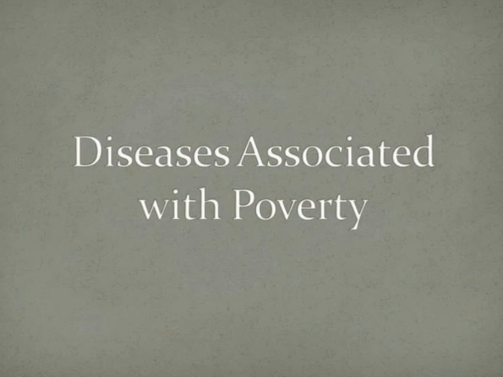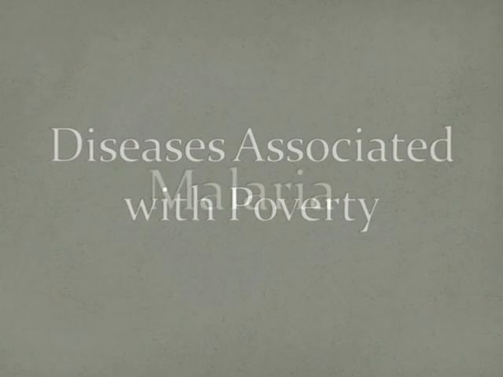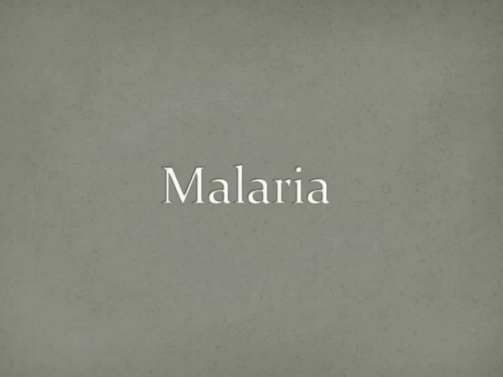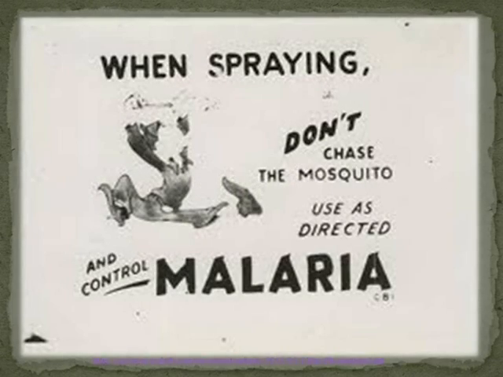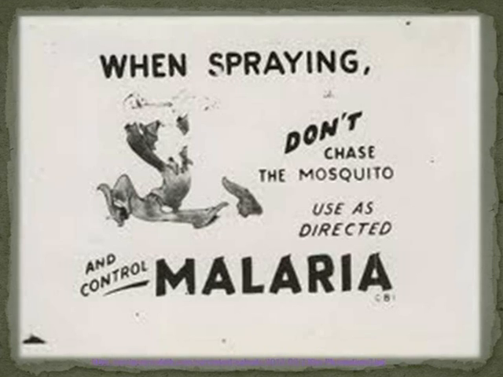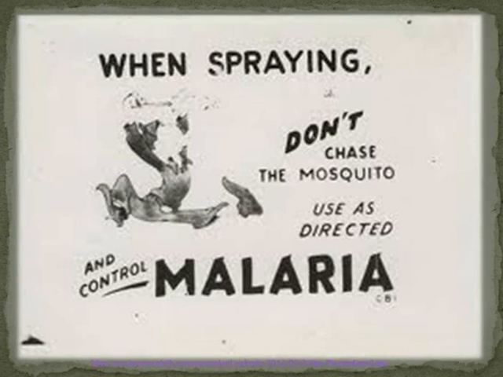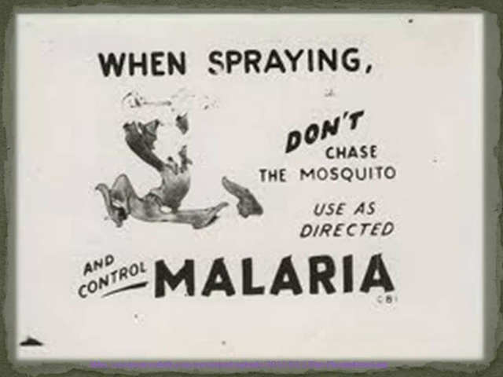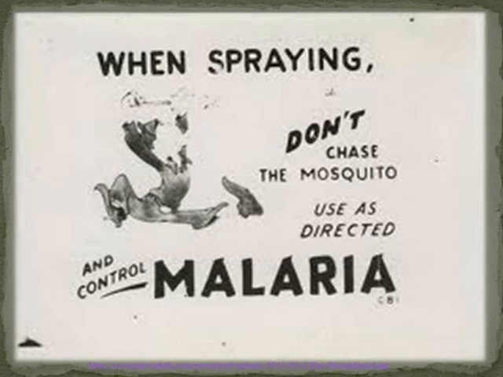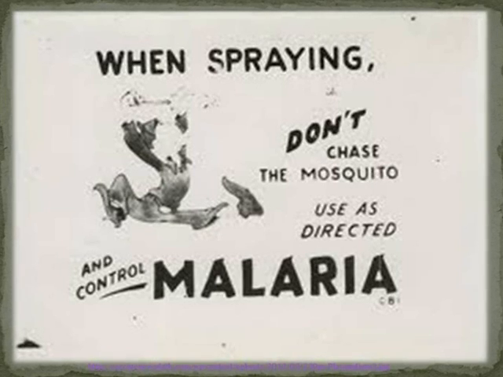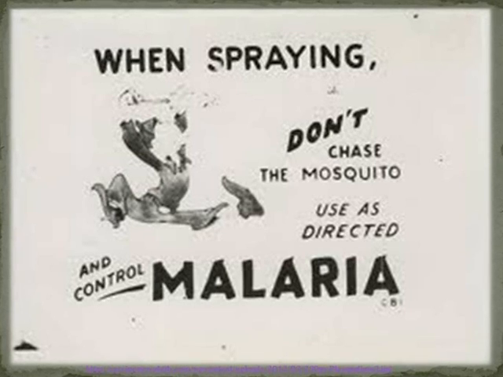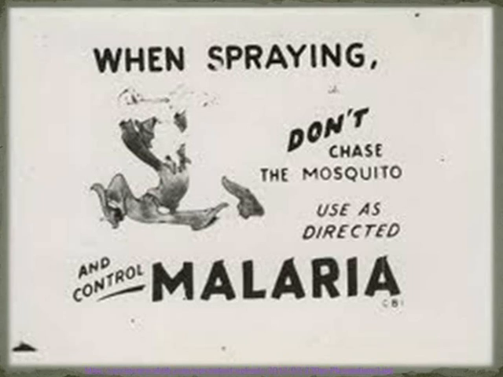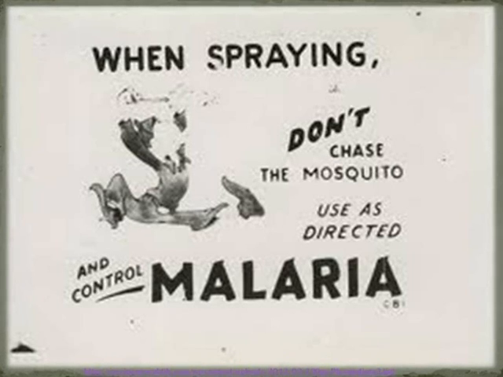Diseases associated with poverty. Malaria. Malaria is estimated to cause up to 500 million clinical cases and over 1 million deaths each year. More than an estimated 600,000 cases of malaria occurred in the U.S. in 1914. Malaria is returning to areas from which it had been eliminated and spreading into new areas, such as Central Asia and Eastern Europe.